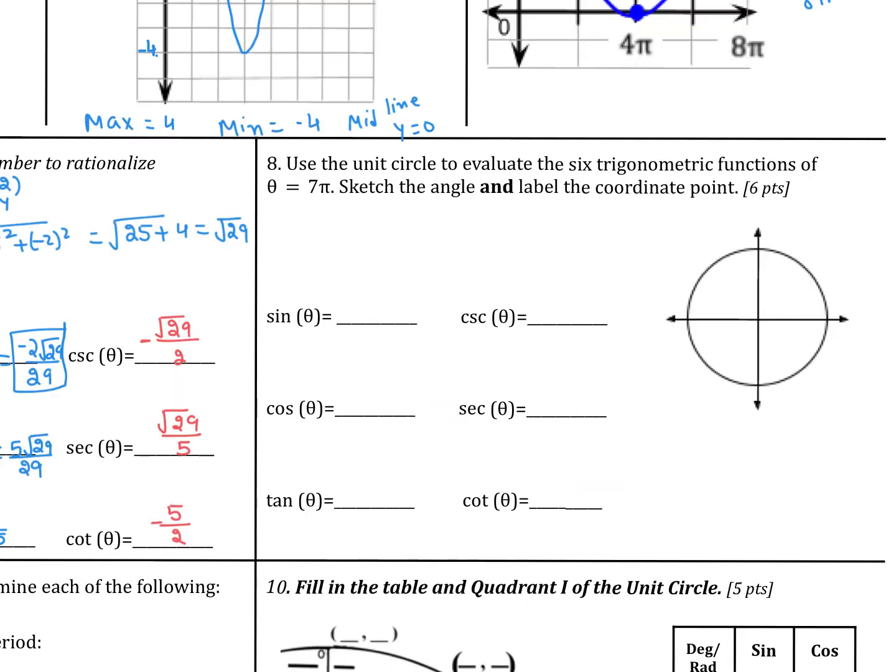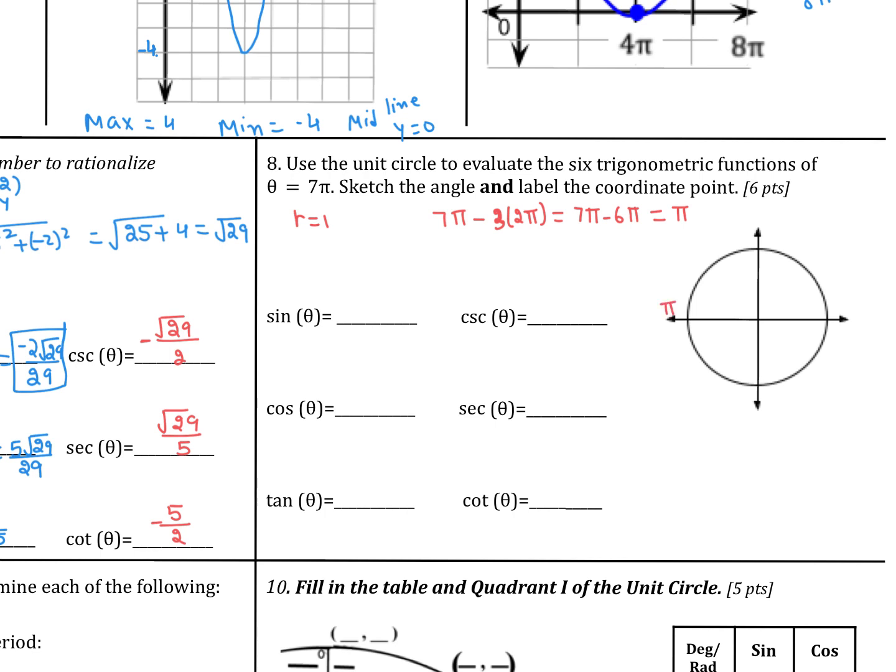For number 8, this is a unit circle. It means we are talking about when r is 1. It means we can find the x and y from the unit circle that is already given. But we need to find out what 7 pi is. 7 pi minus 2 pi is 5 pi. So you're going to subtract 2 pi three times, and 7 pi minus 6 pi will give you pi, and that pi is right here.